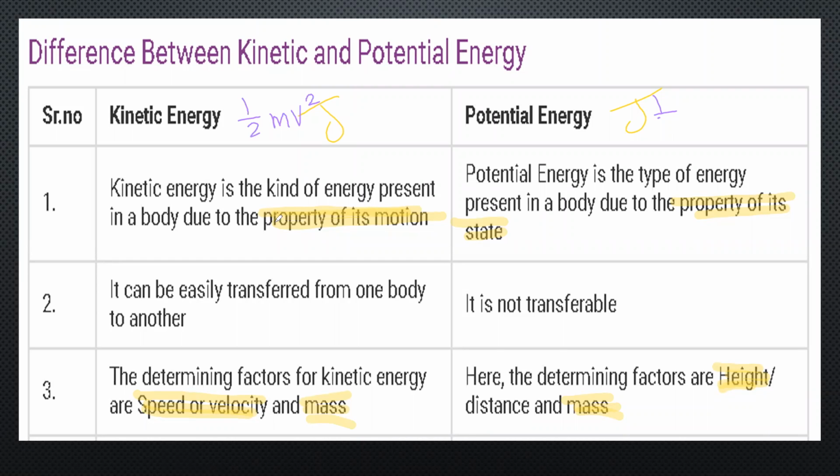But the potential, its formula is with half or without half? Without half. It's mgh. Okay, so it depends on the mass and the height. This is the kinetic and the potential.